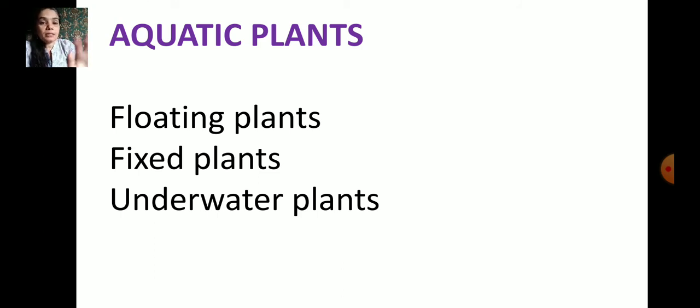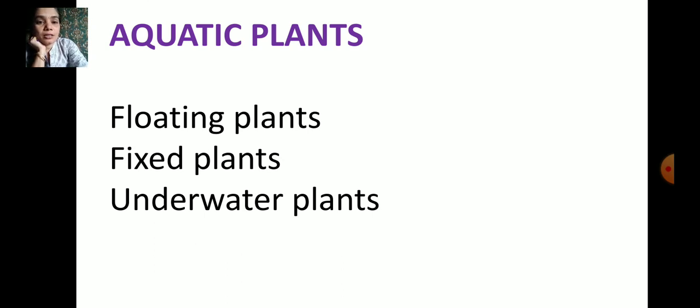So what are called aquatic plants? The plants which grow in water are called aquatic plants. How many types? Three types. They are called floating, fixed and underwater plants. And now let us see one by one in detail.